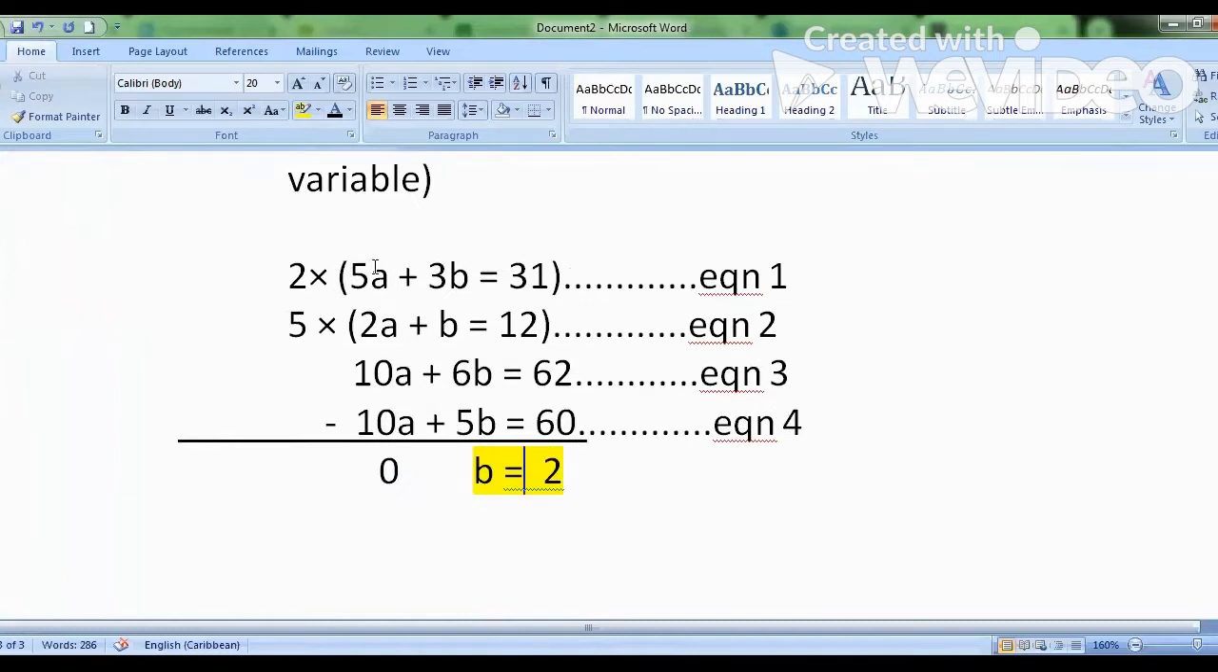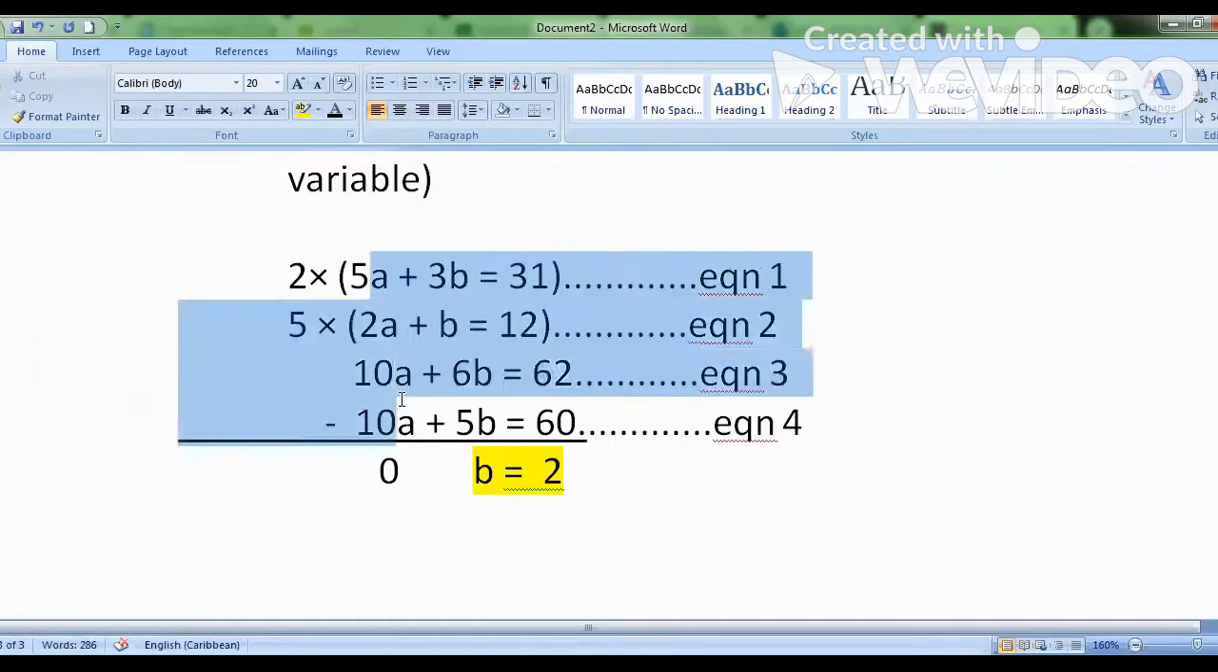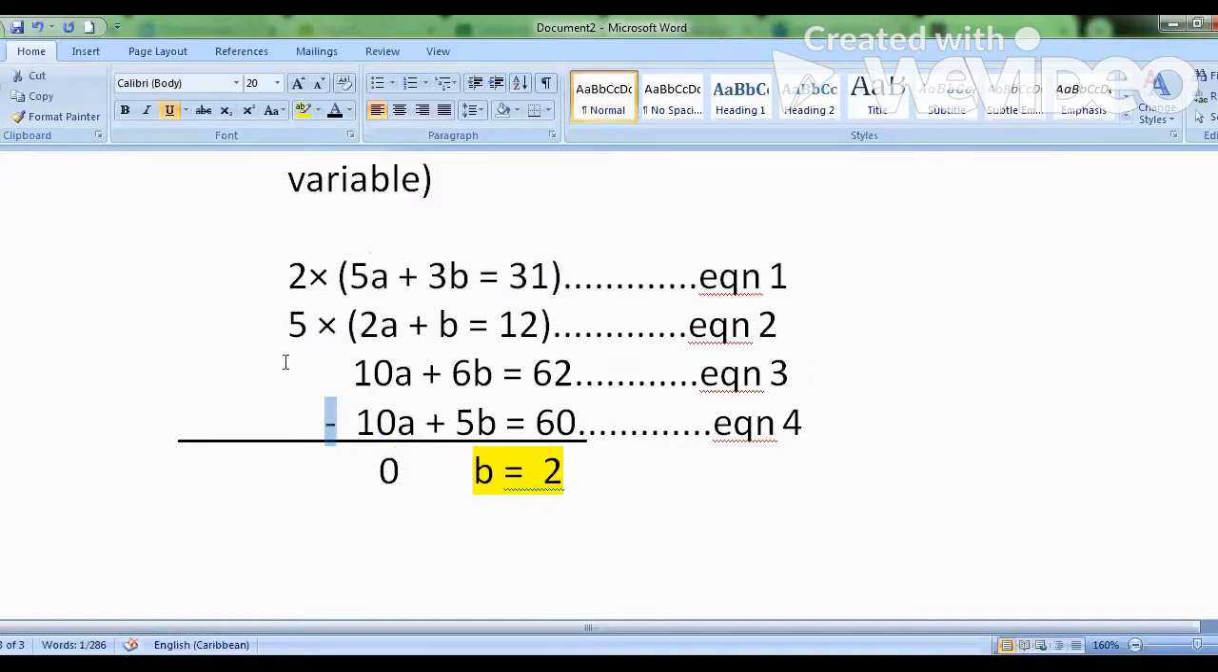Remember, we're going up and down. We're not going left nor right. Up and down, up and down. So 10A from 10A gives you 0. 5B from 6B gives you 1B. 60 from 62 gives you 2. You get that? So the next step.